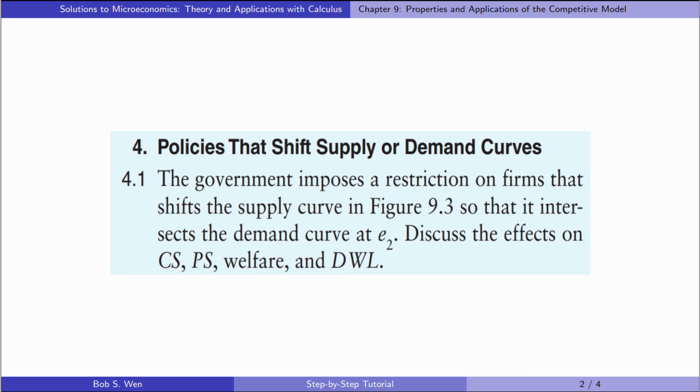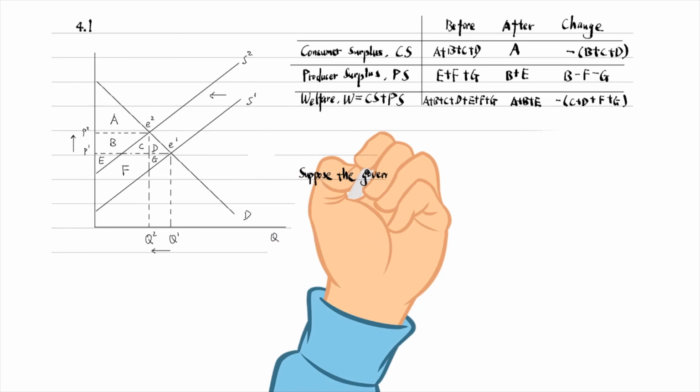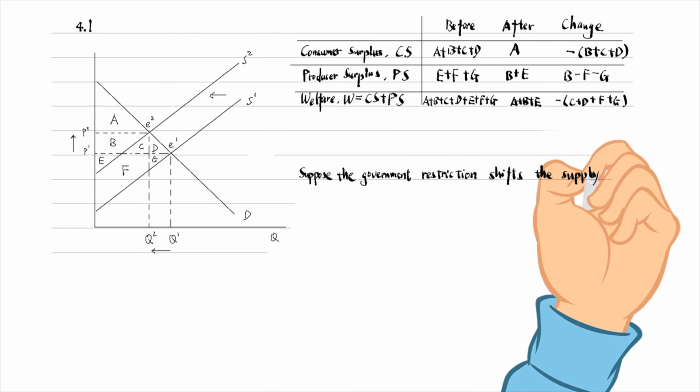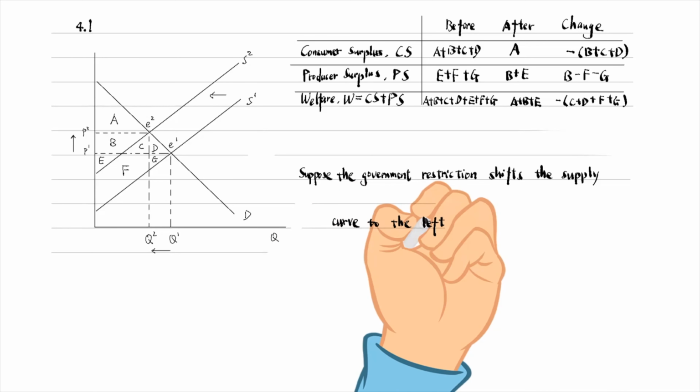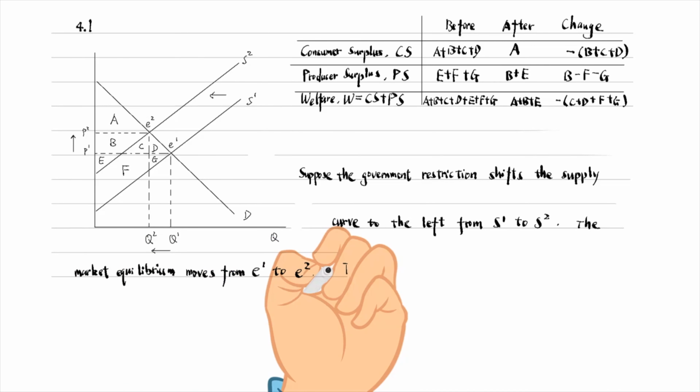Here's exercise 4.1. The government imposes a restriction on firms that shifts the supply curve in figure 9.3 so that it intersects the demand curve at E2. Discuss the effects on consumer surplus, producer surplus, welfare, and deadweight loss. Suppose the government restriction shifts the supply curve to the left from S1 to S2. The market equilibrium moves from E1 to E2.